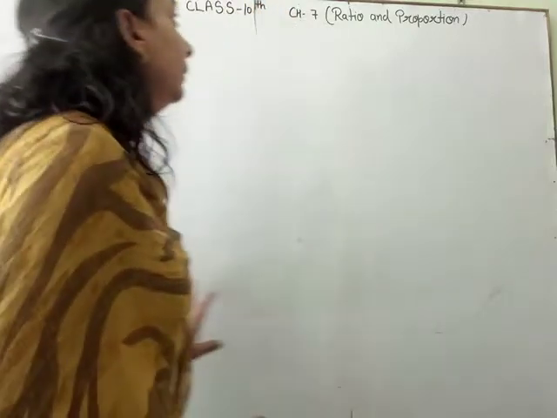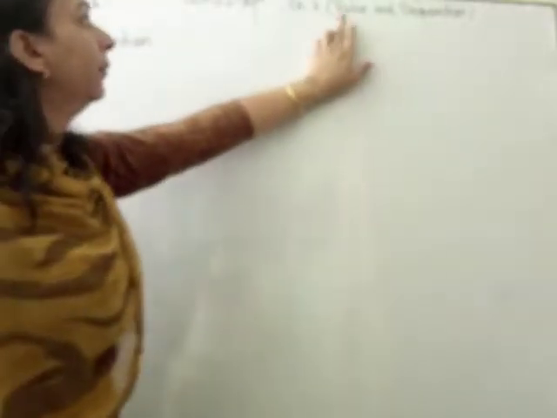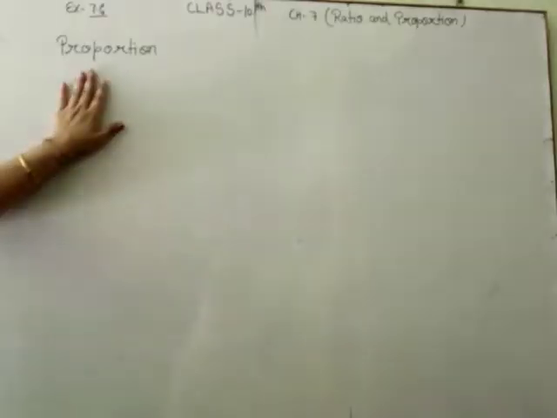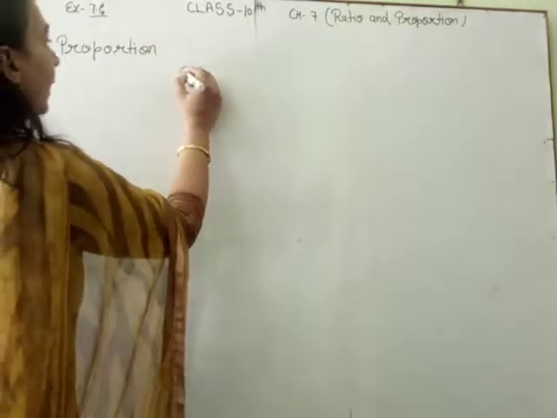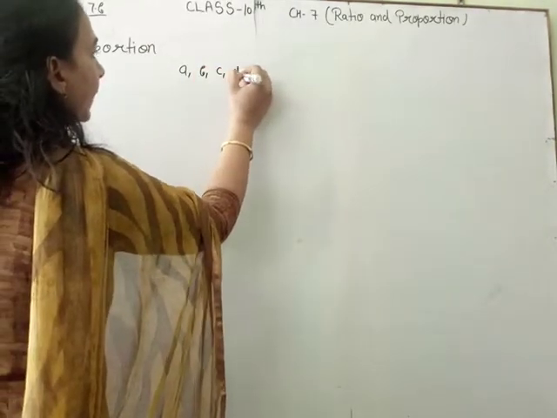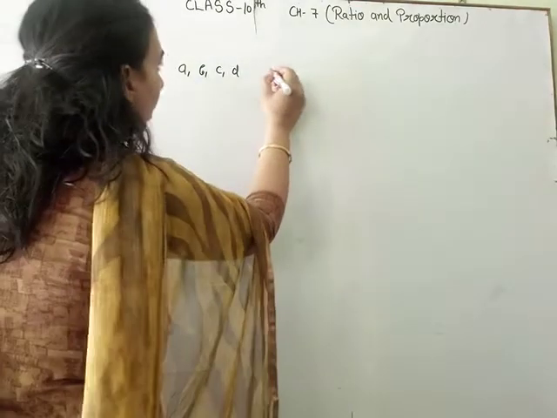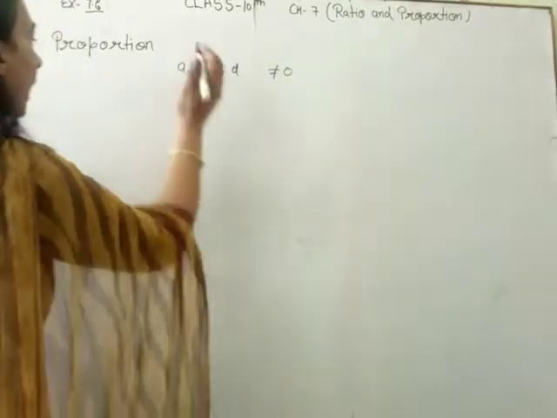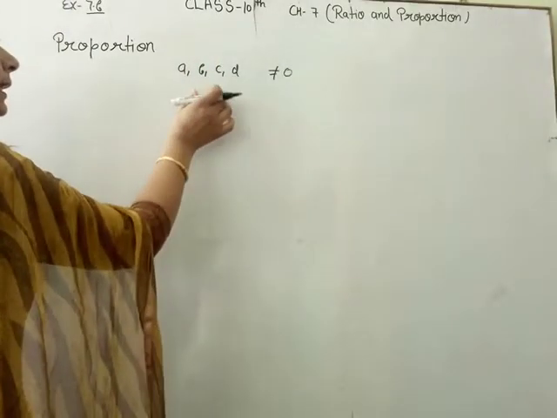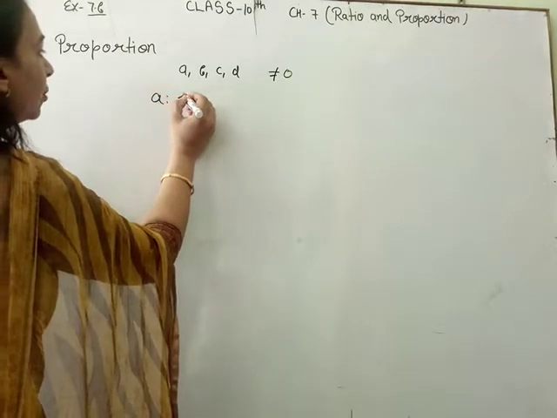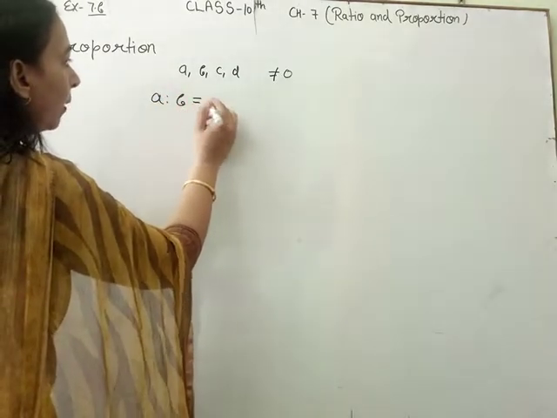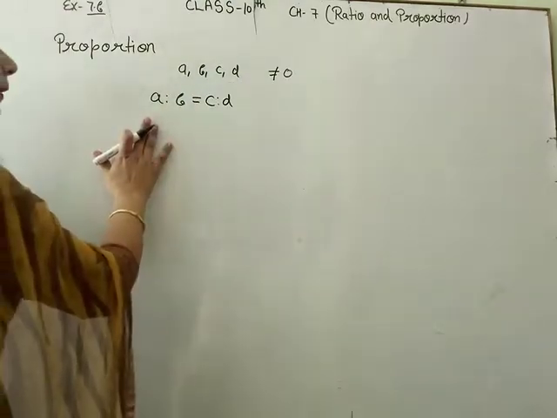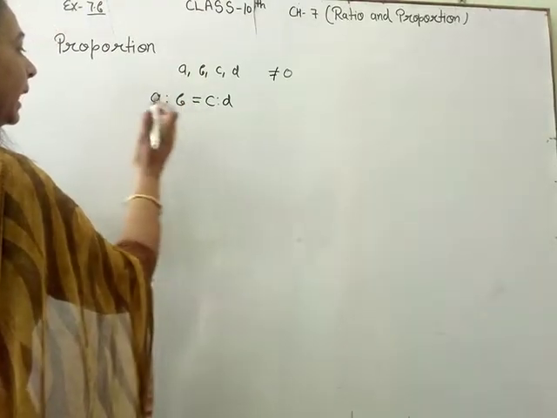Students, in exercise 7a we learned about ratio, but today I explain proportion. What is proportion? If A, B, C and D are four quantities and all are non-zero, A, B, C, D are not equal to 0, then these are in proportion if A ratio B equals C ratio D.